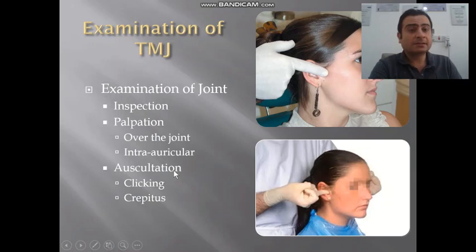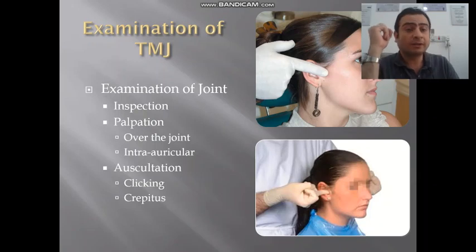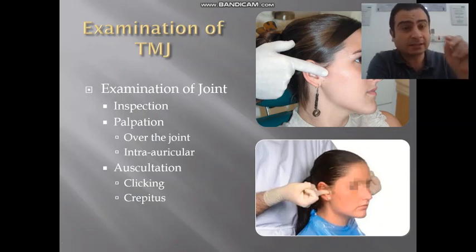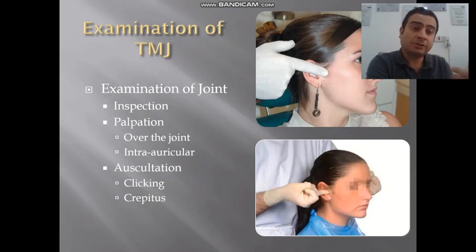Auscultation means using a stethoscope to hear if there is any sound within the joint. And the sound can sometimes be well audible. You don't need a stethoscope to hear it. We call it a click, and this is usually associated with a disc displacement with reduction. Sometimes it is a crepitation. A crepitation means a soft sound that you need a stethoscope to hear, and it reflects a degenerative disease within the joint, usually associated with rheumatoid arthritis.